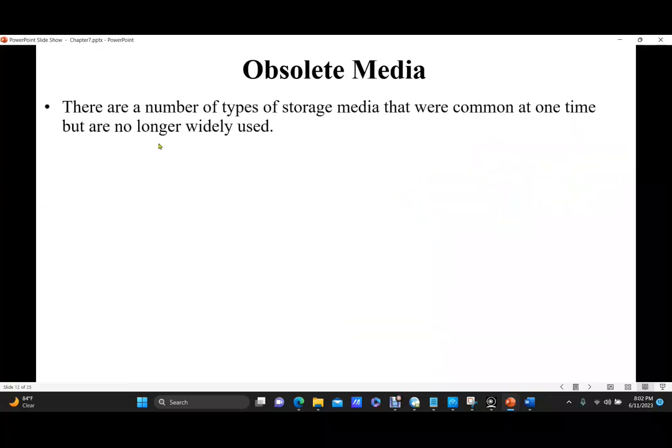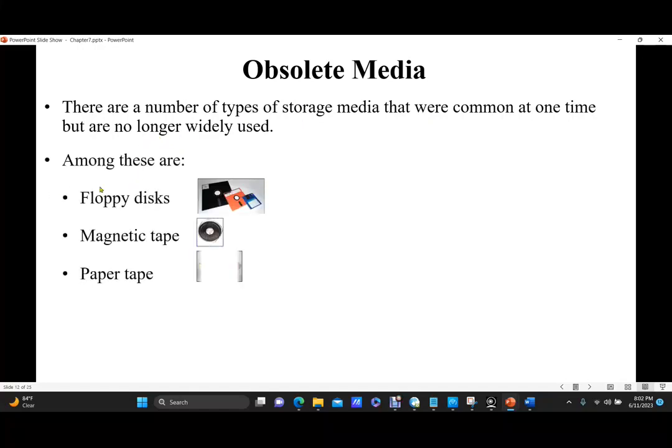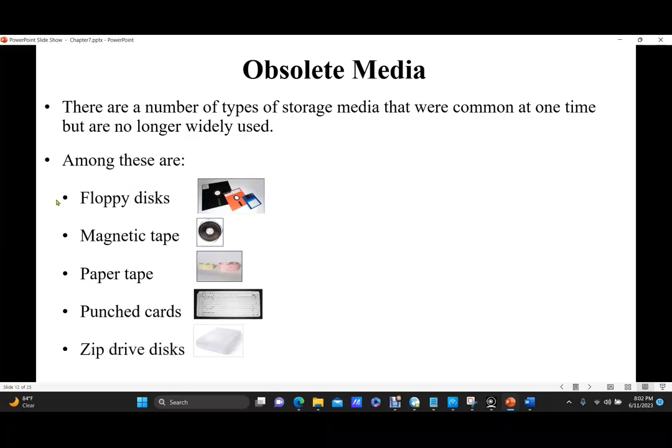There are several types of storage media that used to be commonly used, but are no longer in wide use. Some of these are floppy disks, magnetic tape, paper tape, punch cards, and zip disks.